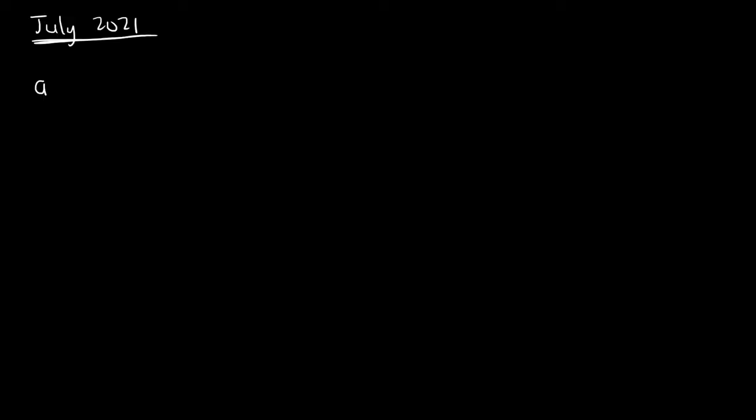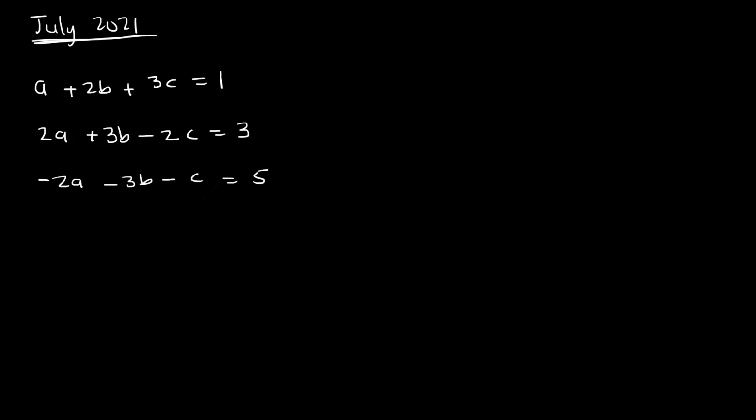They said a plus 2b plus 3c equals 1. Then they said 2a plus 3b minus 2c equals 3. Then they said minus 2a minus 3b minus c equals 5. The question here is to determine the determinant by expanding column 1, the first column. They said first column, but it's the same thing as column 1.